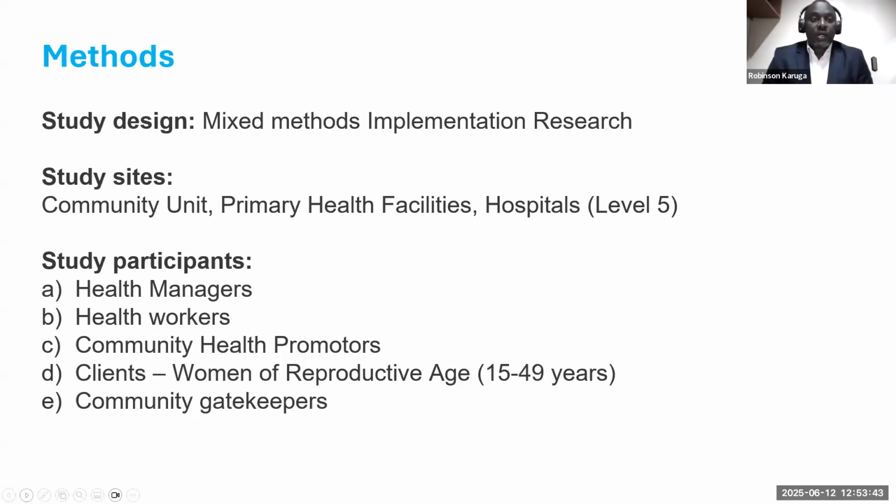We combined both qualitative and quantitative research methods concurrently, and we conducted this study at different levels of the health system, right through from the referral hospital. We were collecting data from health workers, community health workers, clients, and community gatekeepers. Next slide.